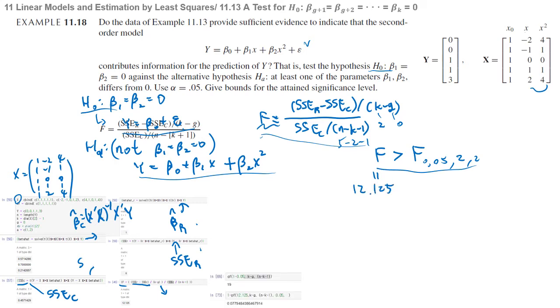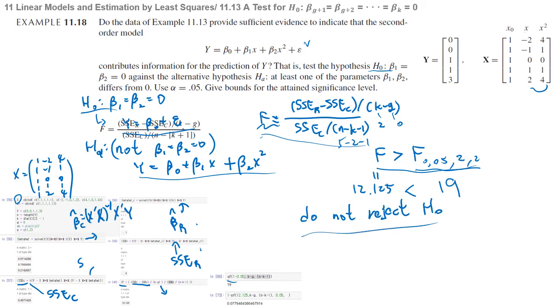And we can derive the quantity for alpha 0.05, and for alpha 0.05 the quantity is 19, and actually 19 is greater than 12.125. So our conclusion is do not reject the null hypothesis. So we do not reject the null hypothesis.